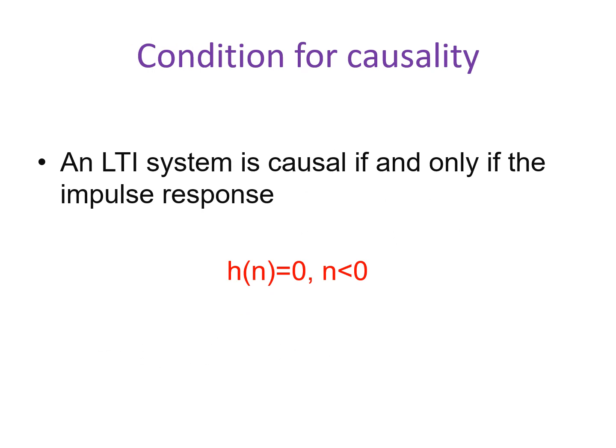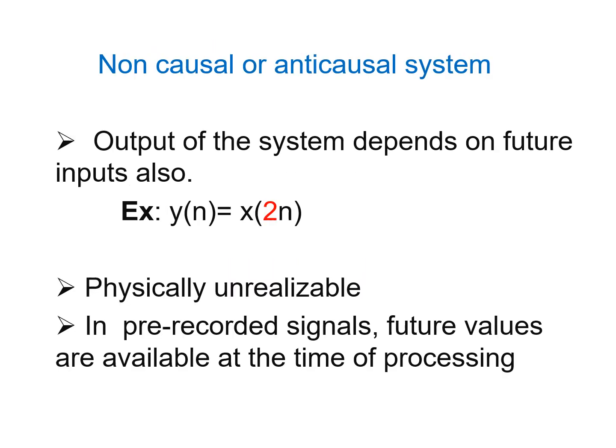Then we will see the condition for causality. Suppose if h of n is given, that is impulse response is given for an LTI system. LTI system is linear time invariant system. It will be causal if the impulse response is equal to 0 for n less than 0. This is the condition for causality.